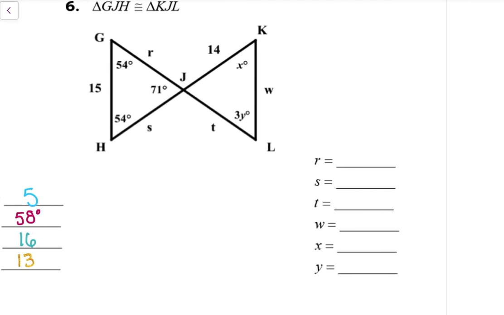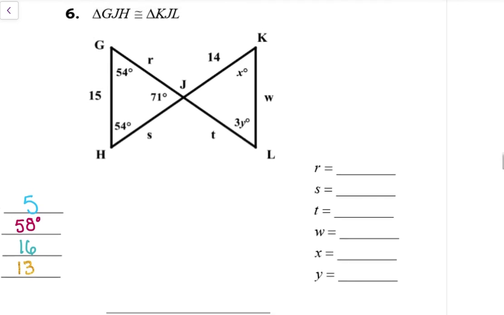And last one is 6. These two triangles are congruent. Again, I'm going to mark off my corresponding parts. So G goes with K. Then I know J goes with J. And I know H goes with L. So let's find all my variables.